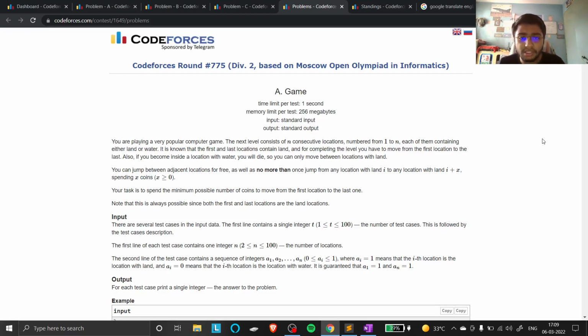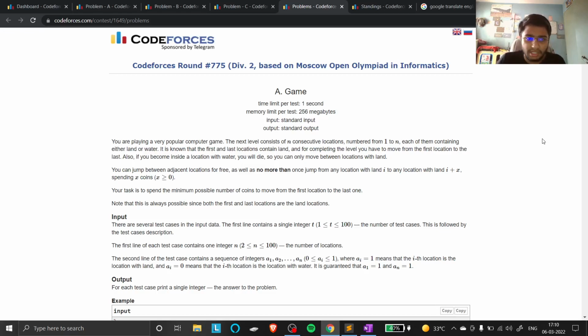If you step into a location with water, you will die, so you can move only on locations which are land. You can jump between adjacent locations for free, as well as no more than once jump from any location I to any location I plus x, spending x coins.